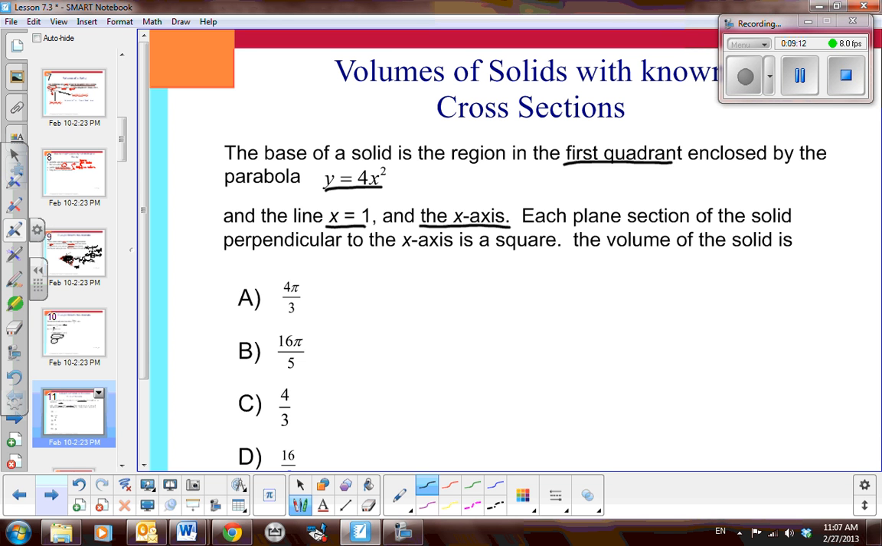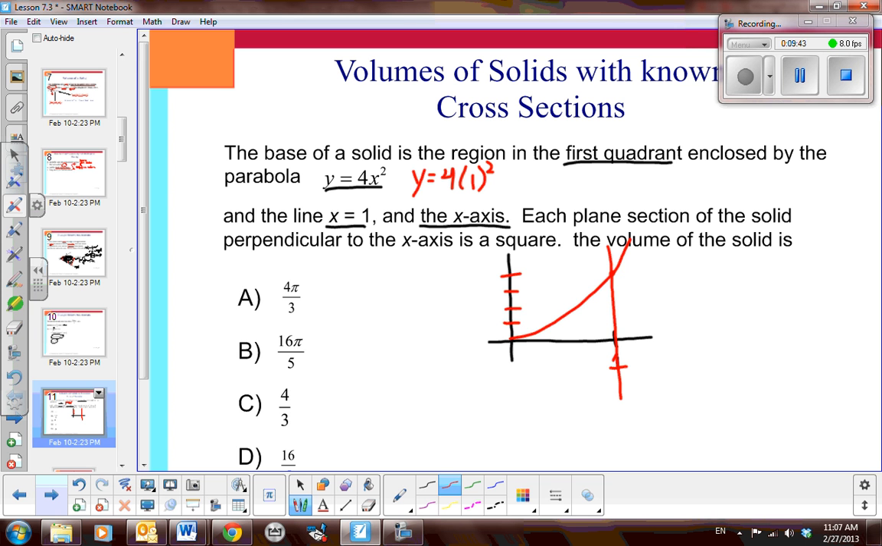So first step is let's draw this base, okay? So we know it's going to be in the first quadrant, and we know we're looking at the parabola y equals 4x squared, okay? And x equals 1. So let's say x equals 1 is here. And when x is 1 in this function, y equals 4 times 1 squared, so the y value will be 4. 1, 2, 3, 4. Okay, so here's the parabola. And so then we've identified the base. So we're going from a lower value of 0 to an upper value of 1. Okay, 0 to 1.